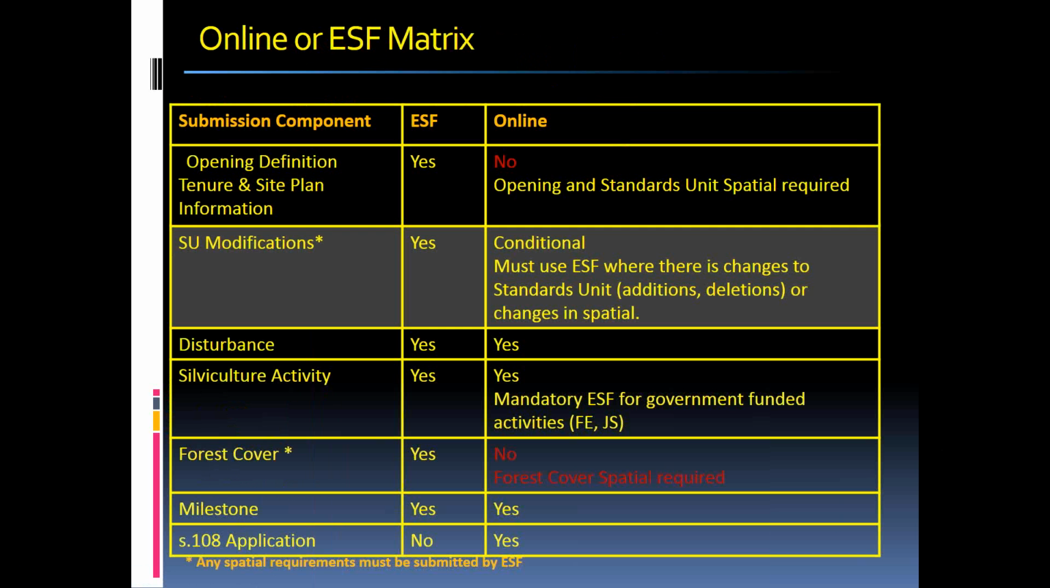So today we're going to talk about SU modifications, and the key here is that you have 2 ways in which to update this information in results. You can do it through ESF, or you can do it online. Today this session is going to talk primarily about ESF. It's really important to realize that when we're dealing with submissions to results, it's only through the ESF method that you can update spatial. So that's really crucial for you to know that.